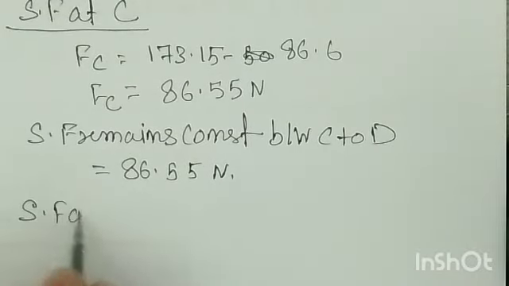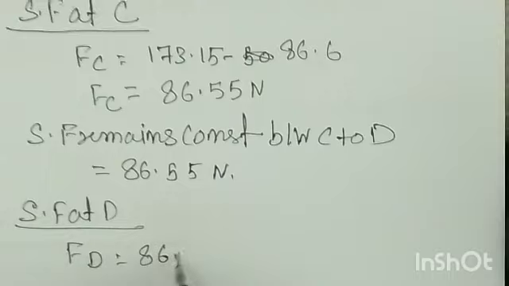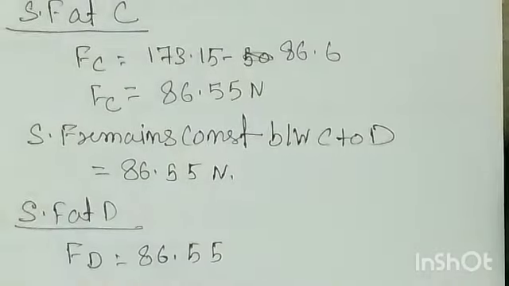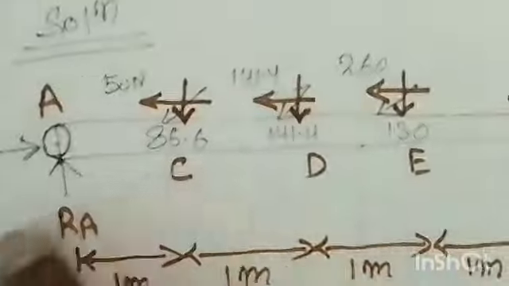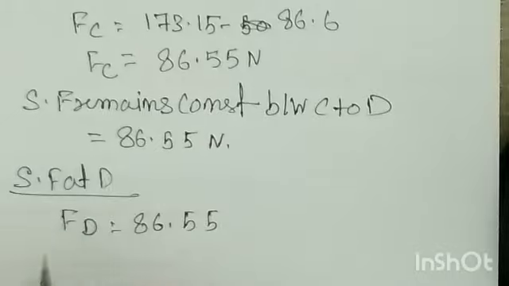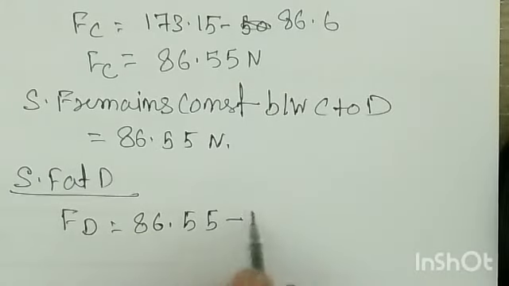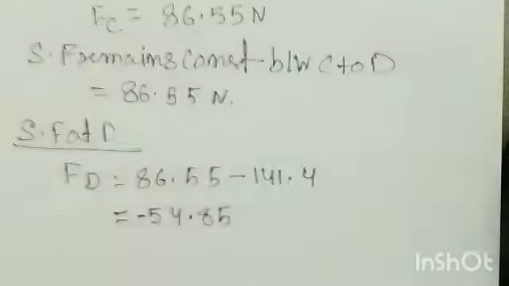Now you need to find the shear force at D, as you have reached D. So FD is equal to 86.55, and you can see the vertical downward force at D is 141.4, right? So this value you have to subtract. Why? Because it is on your left, and left side downward is negative. So FD is equal to this minus 141.4, and your answer is 54.85, and this value will come in the negative. It means it has come down right now.